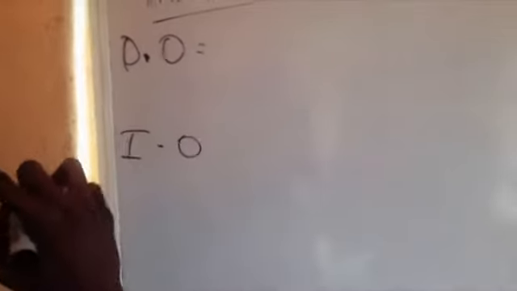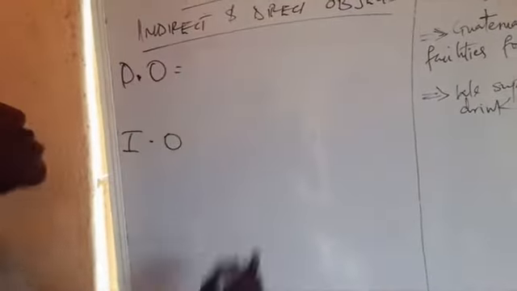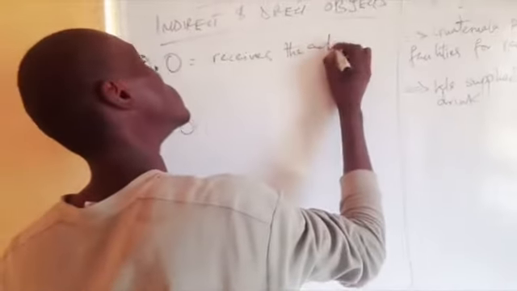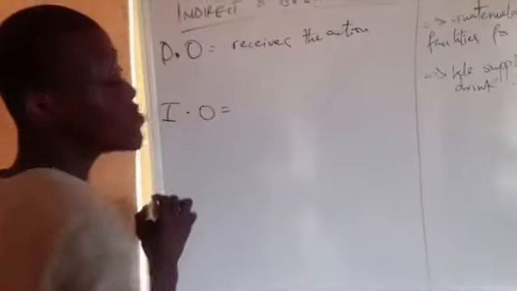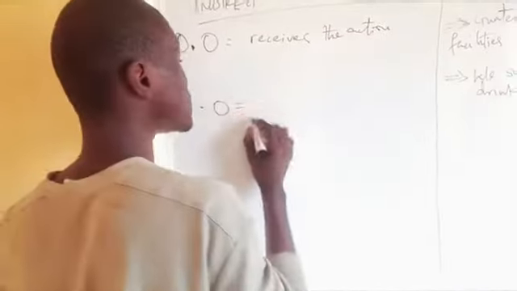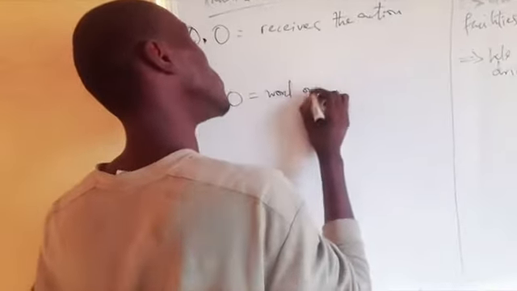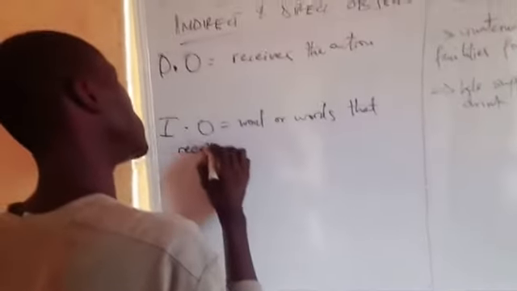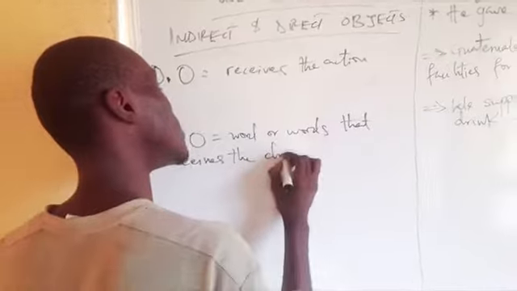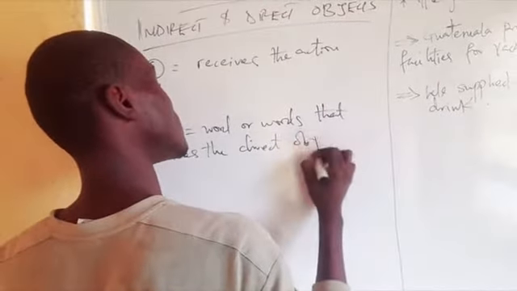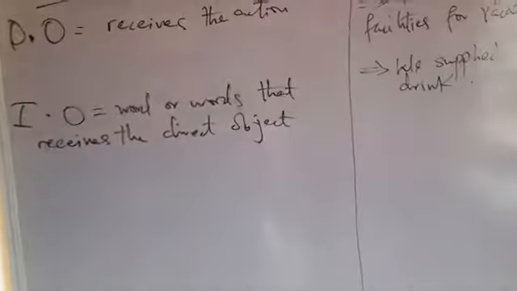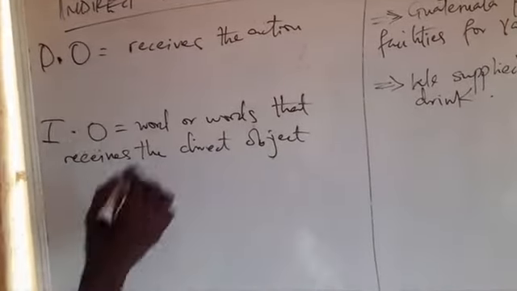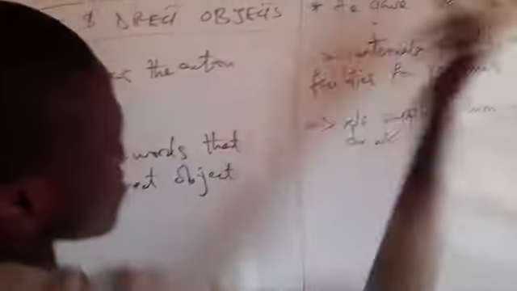Now, our direct object is that particular entity that receives the action, while the indirect object is basically a word or words that receives the direct object. Now, there is one simple rule to teach you right now. How do you know a direct object and an indirect object from a sentence like this?